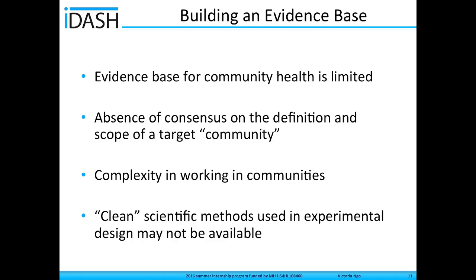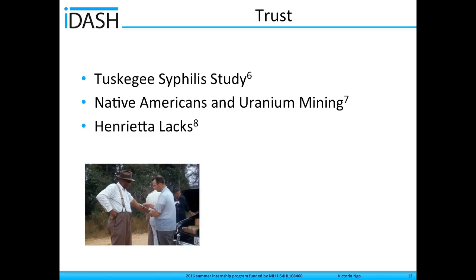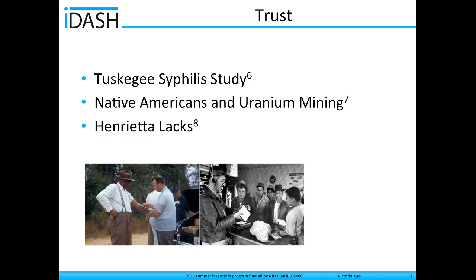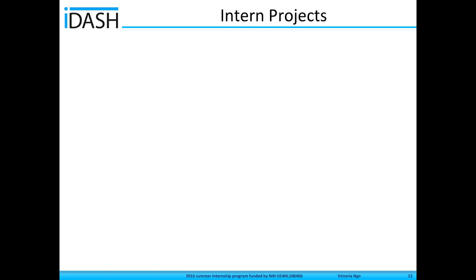So just giving you a historical perspective, you guys are probably familiar with the Tuskegee syphilis study in the 30s, and the Native American uranium mining in the 40s and 50s, and Henrietta Lacks. Are you guys familiar with these different research studies where there's not that much information being passed when research is being done?